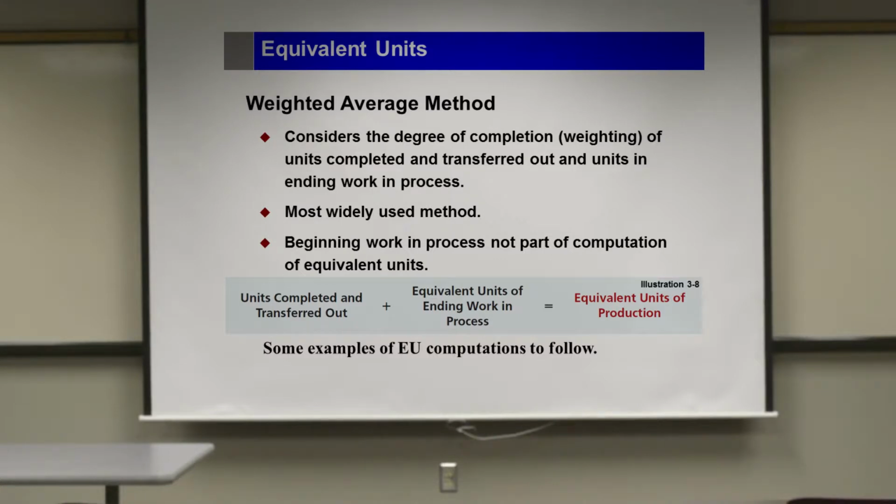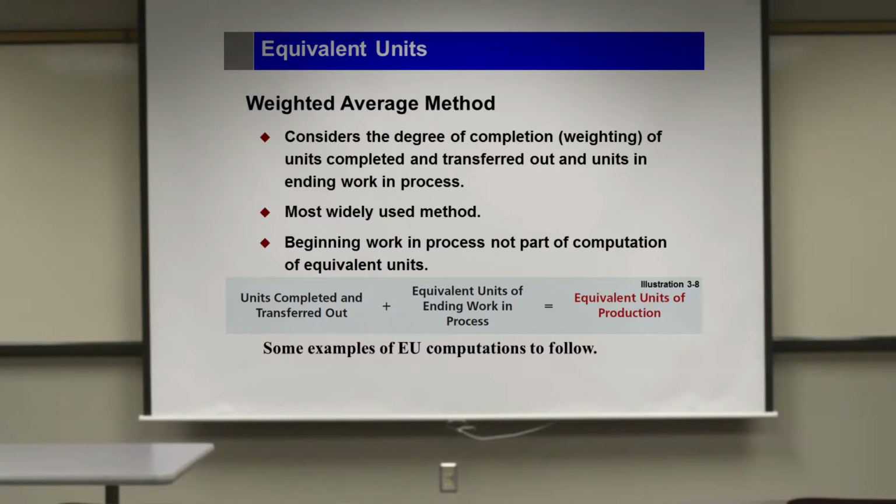One of the common methods used to compute the cost in process costing is the weighted average method. In the weighted average method, beginning work in process does not become part of the computation of equivalent units. In FIFO it does, but for the weighted average it does not. So the method we are going to cover today is weighted average, in which the beginning work in process is not part of the computation of equivalent units, but the costs incurred are.